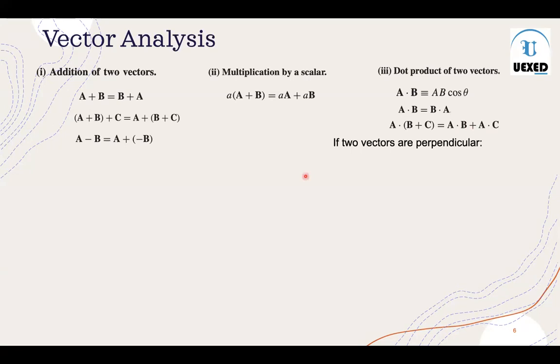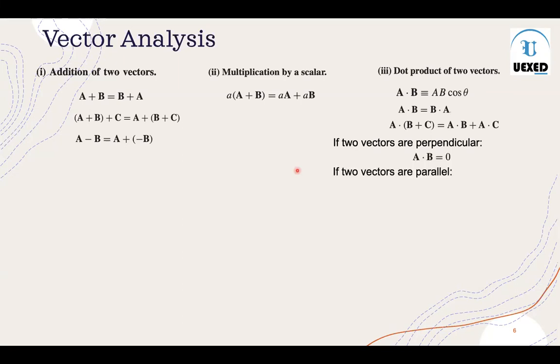Now, with this, if two vectors are perpendicular, then how is the dot product going to behave? Can somebody tell me? Let's suppose you have two vectors A and B, but they are perpendicular, and you take the dot product. So what is going to happen? 0. Why? Because cos 90 degrees is equal to 0. So this is A dot B, which is very well known.